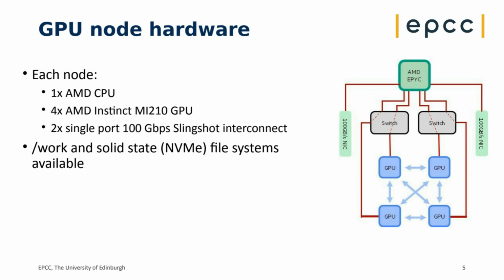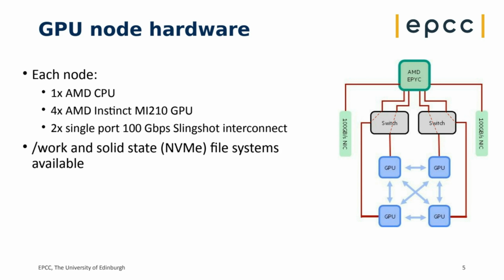HPE are going to dive into more detail of this in their presentation. Essentially, each node has one AMD CPU with 32 cores. It's a Milan CPU for those who are interested. It has 4 AMD Instinct MI210 GPUs. So these are the half-size ones compared to the 250Xs that were in systems like Lumi and Frontier. And like the normal ARCHER2 compute nodes, it's got 2 Slingshot interconnects.